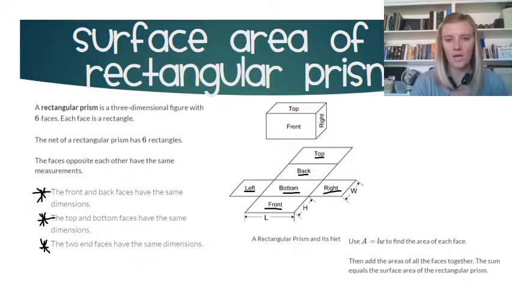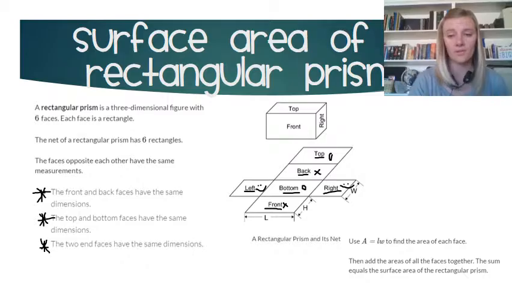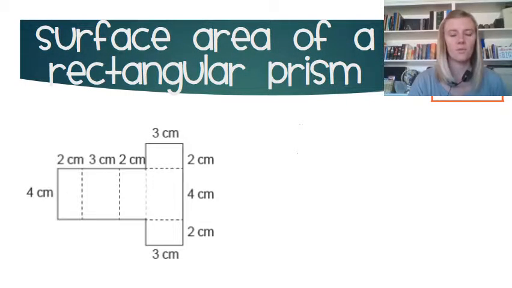Sometimes your front, bottom, back, and top, they will all be the same, but sometimes they won't be. So make sure that you know that the front and back will be the same. The bottom and the top will be the same. And the left and the right will be the same. Okay? And since we're working with rectangles now, we're going to use the rectangular formula for area, which is length times width. So let's do a practice problem here.